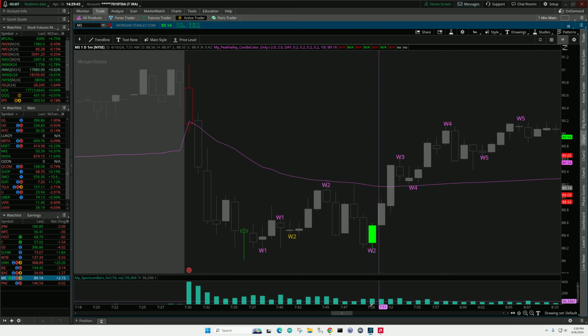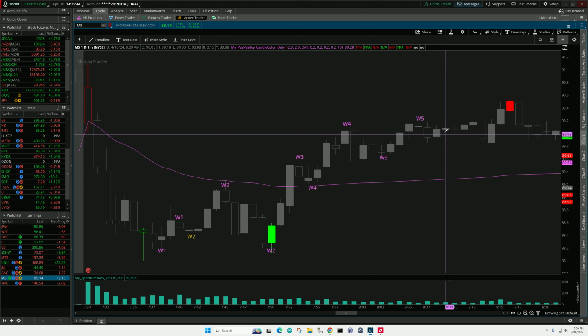And then we get the pullback, a slight pullback here. So this is candle body over this candle body. So this candle body is under this candle body. So this is a pullback that terminates wave 5. That's your wave 5 move. And then price actually goes up and makes a wave 6 here.